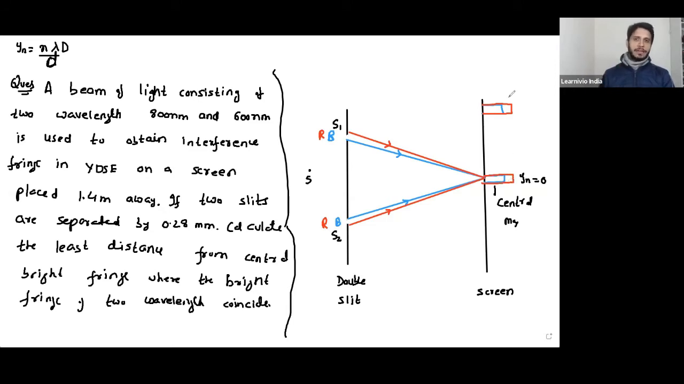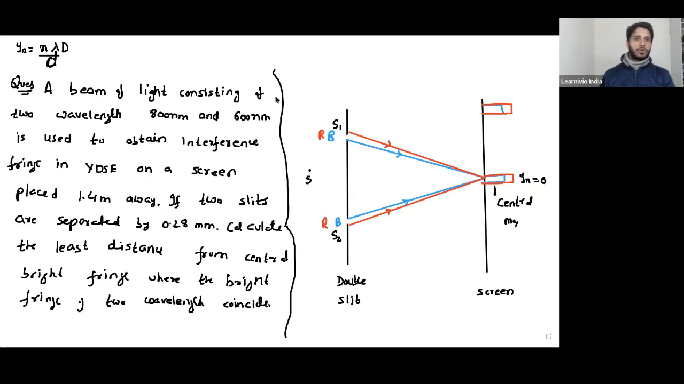Now you have to decide which bright fringe of blue color and which bright fringe of red color will coincide. It may be possible the second bright fringe of blue can coincide with the second of red, or it may be the possibility that the second bright fringe of blue will coincide with the third bright fringe of red, or it could be like the second bright fringe of blue coincides with the fifth of red. That you have to calculate, which fringes will coincide.